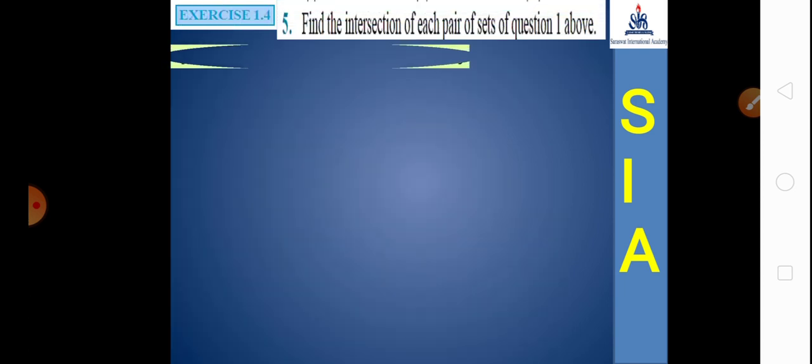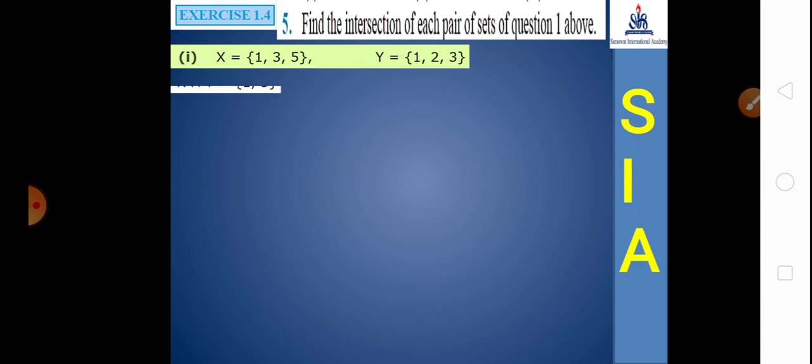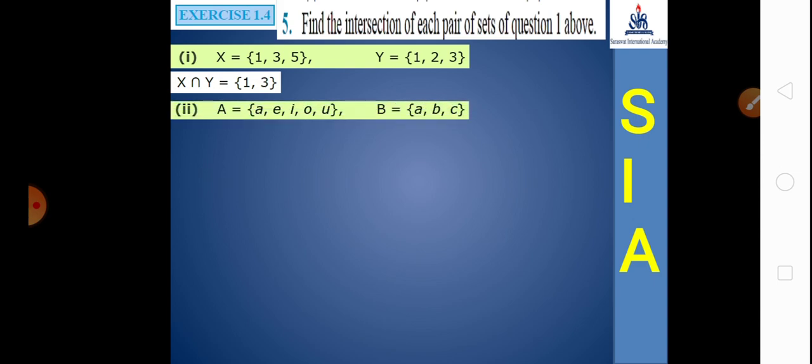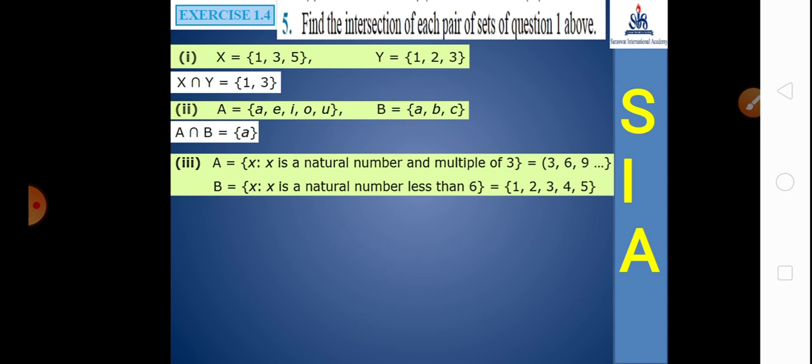Exercise 1.4, question number 5. In question 1 above, here it is asking only for intersection. It means question 1 is repeated here, students, but here it is asking for intersection. In the first question I explained union of sets. You say what is the common here? Common is 1 and 3. Intersection means nothing, you just find the common elements. Second, A and B. What is common? Only A. Common elements are your answer, students. Now third, A and B, already repeated data. What is common? My common answer is only 3.